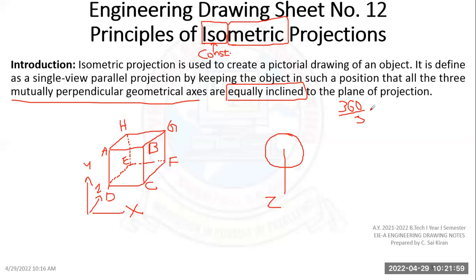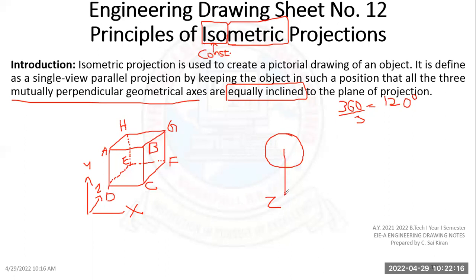So if I divide 360 by 3, then I'll get each angle between x and y, y and z, and z and x. The angle will be 120 degrees. Okay, so that's the reason. I have to divide this circle of 360 degrees into three equal parts.